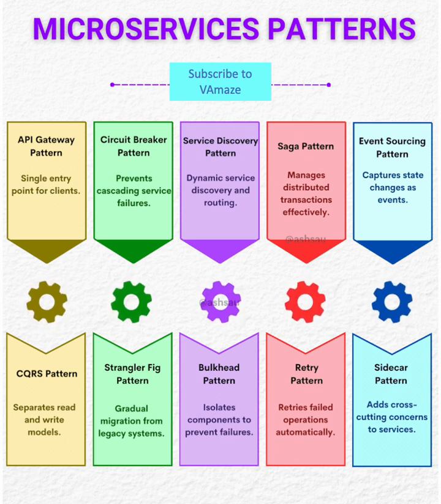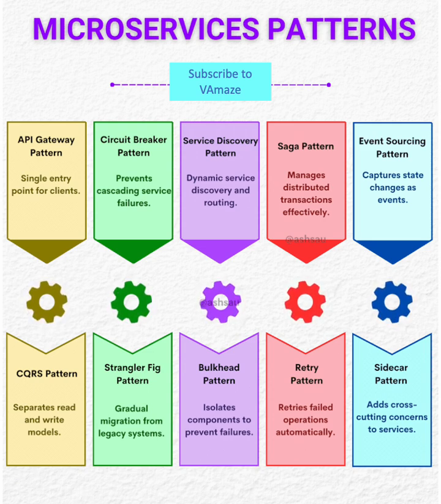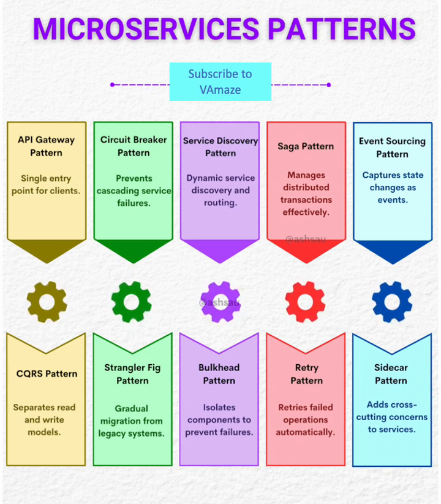We'll start with the top row of patterns. First up, on the far left, we have the API gateway pattern. Imagine a single door for all your clients to enter. That's what an API gateway does. It acts as a single entry point, simplifying how clients interact with your various microservices.